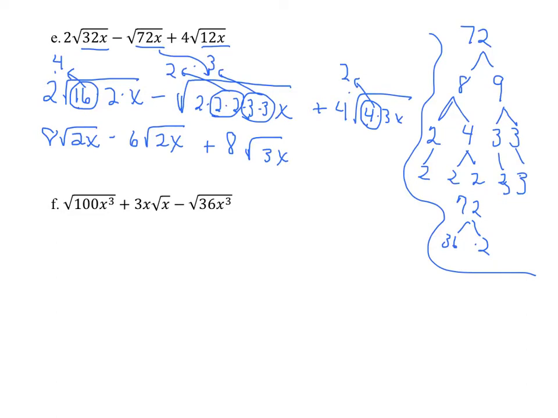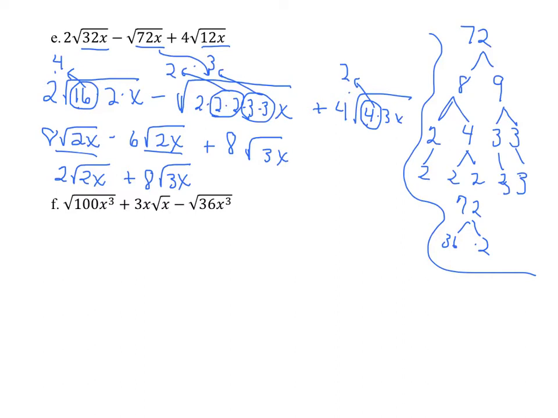I have 2 of them that are alike and 1 that's different. So 8 take away 6 is 2 square root of 2x, because I have 2 pieces of paper left over with square root of 2x written on them. And this guy, well, he can't be done. So I just leave it in that form and everything is really good. Now let's do the next one.